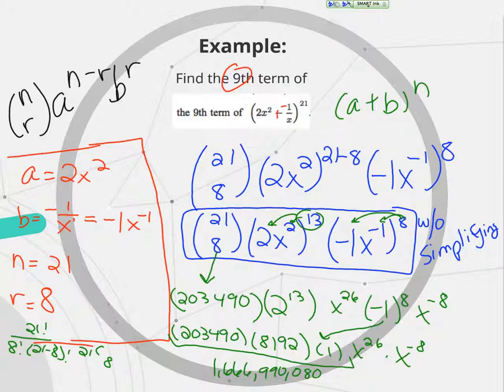And now what do I do with these to combine my x's into one x? You add up those exponents, so 26 plus negative 8 is 18. So that then is my term. It is ginormous. If I had them all listed out, I would have x to the 18th at that very end there once I combine everything.